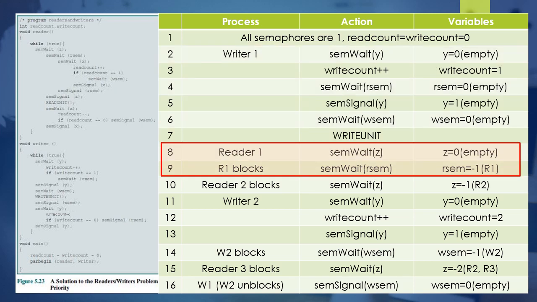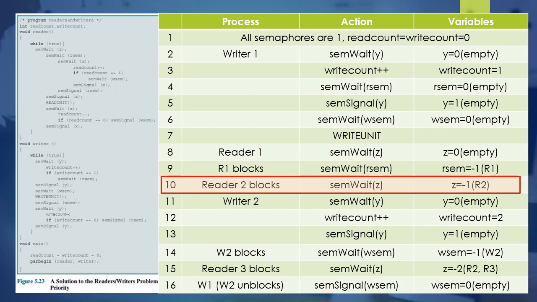Reader 1 comes into the system, issues a wait on Z, which becomes 0. Issues a wait on RSEM, which becomes -1. Reader 1 is blocked in the queue of RSEM. Writer 1 is writing on the file. Reader 1 is in the queue of RSEM.